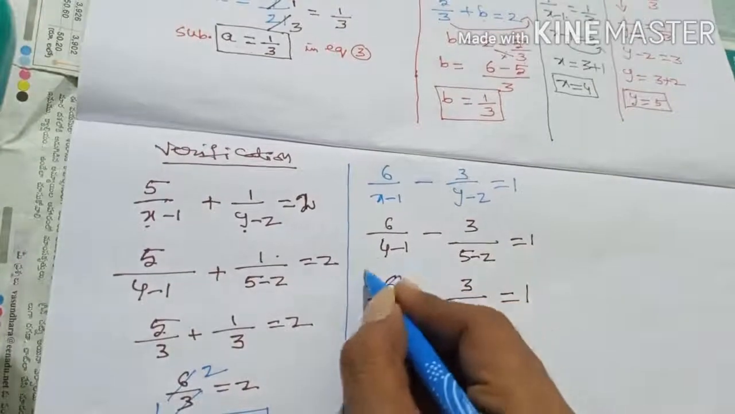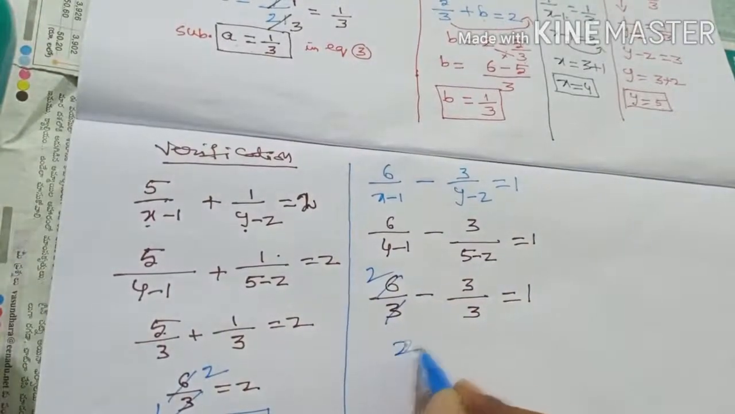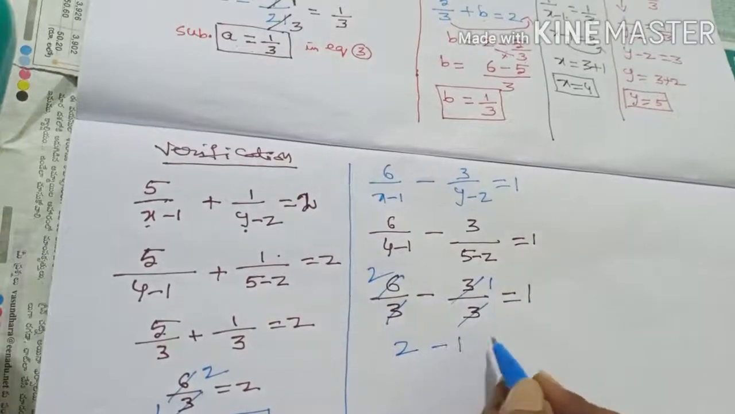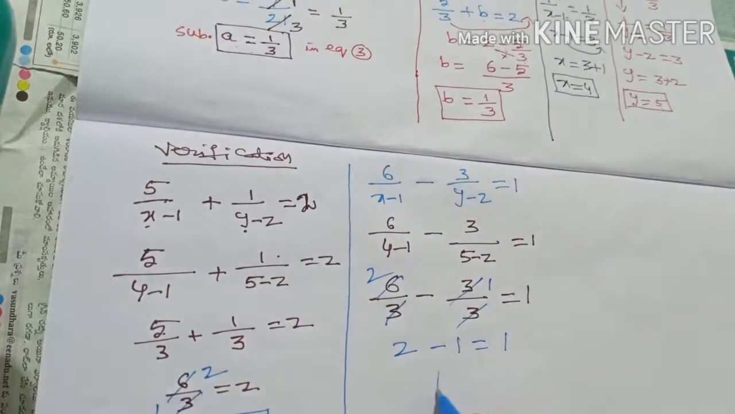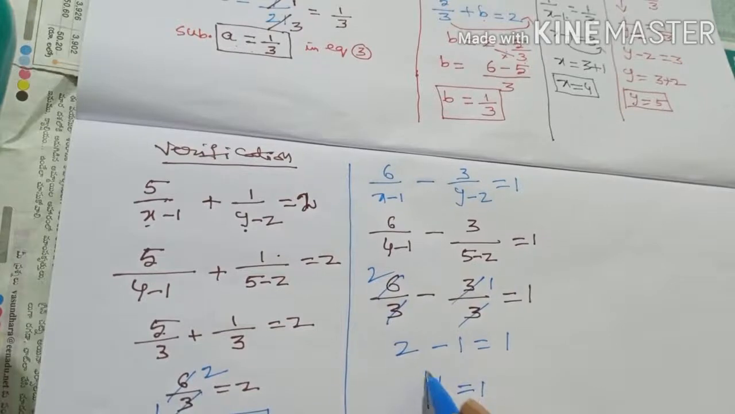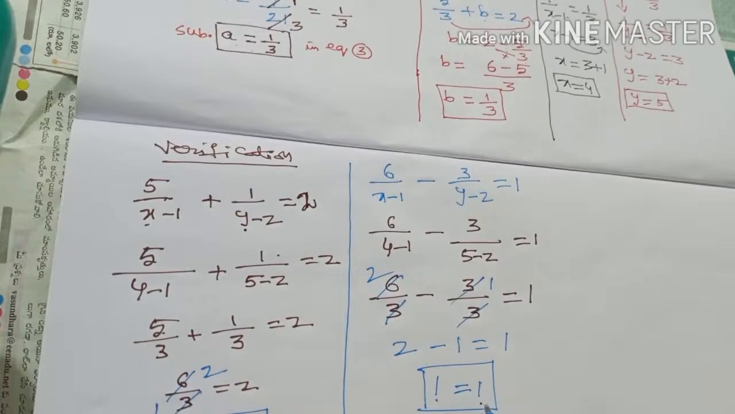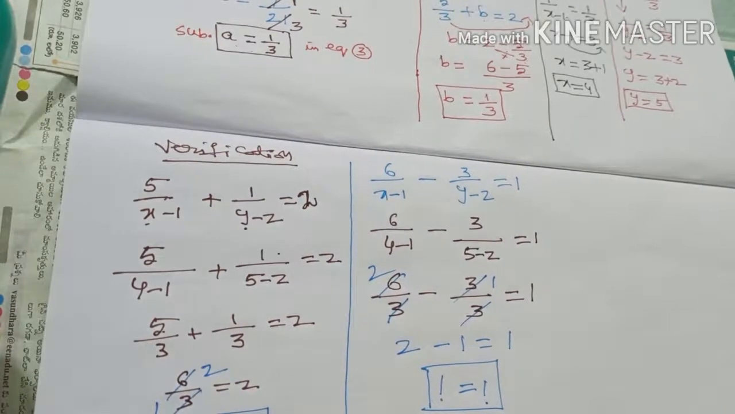Here 3 ones and 3 twos. Here the value is 2. Here 3 ones, 3 ones. Minus here 1 is equal to 1. Therefore 1 is equal to 1. Therefore here LHS is equal to RHS. Therefore our solution is verified. Our solution satisfies both equations.